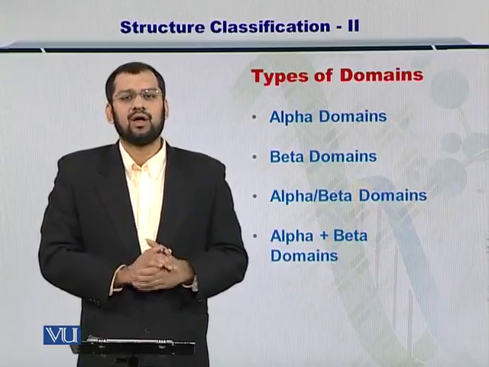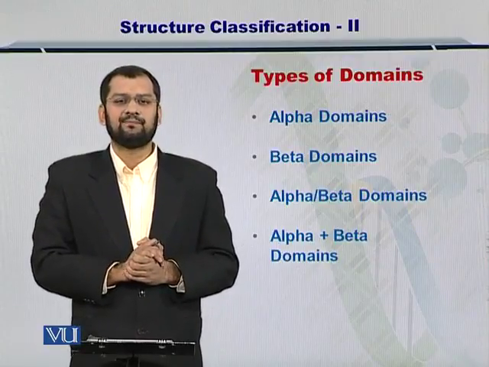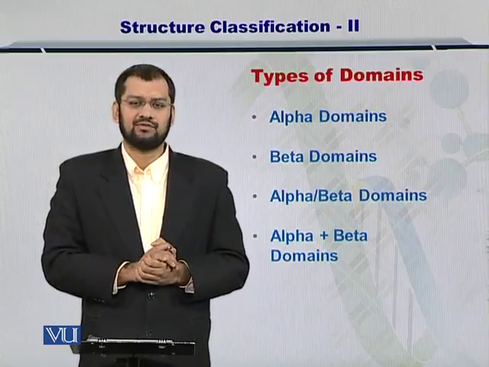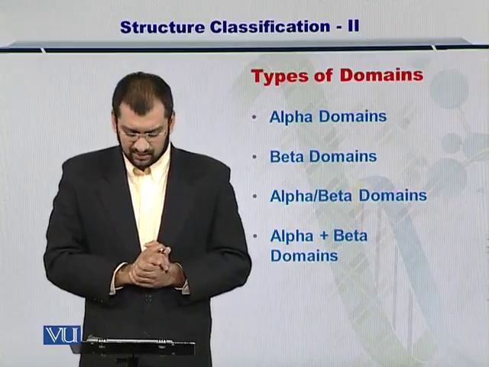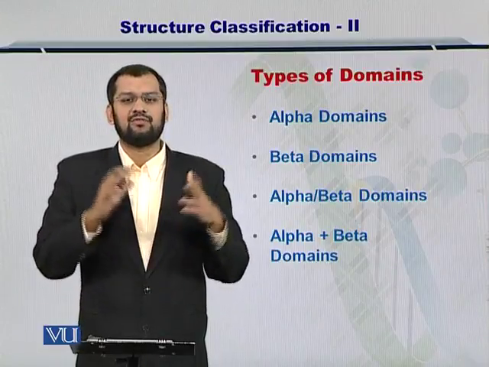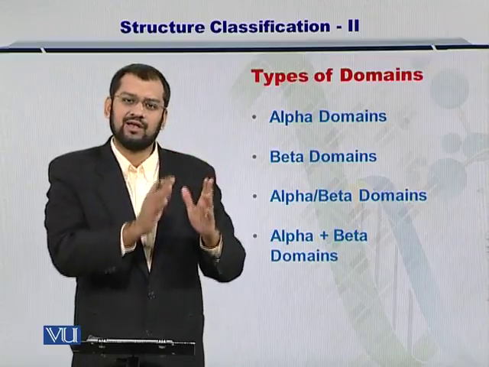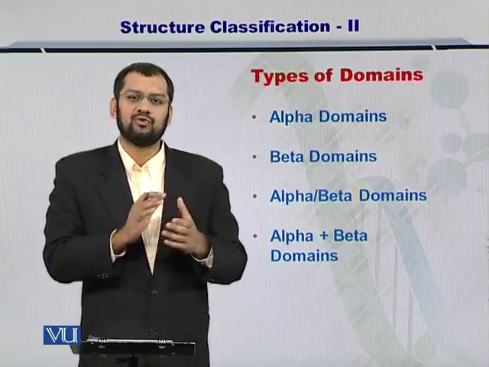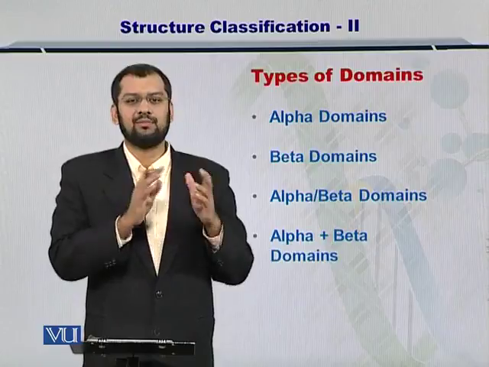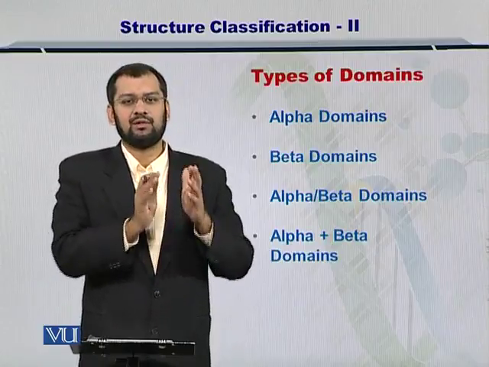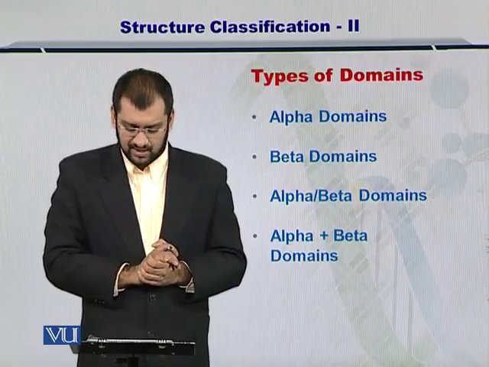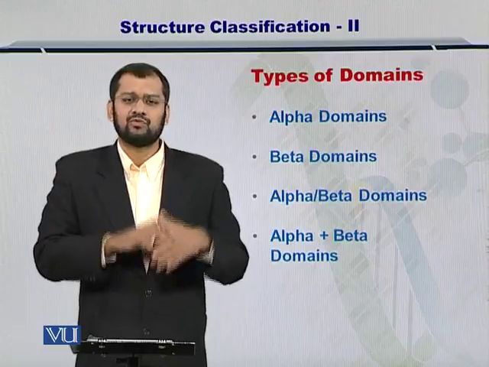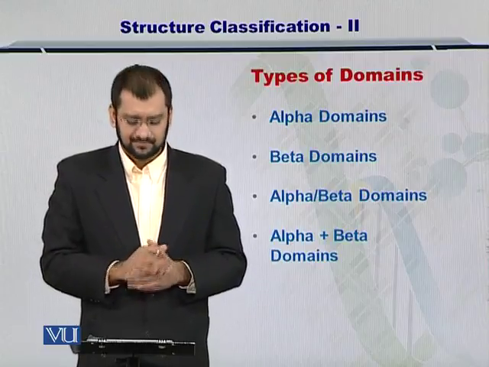Now, if you have identified the domains, then you will find out that there are only a limited number of domains. I have enumerated them here. For instance, there are alpha domains that consist mostly of alpha helices, and they are performing specific functions. If you look at the beta domains, then they are constituted by beta sheets, and they are performing a specific function as well. And then there are alpha over beta or alpha plus beta domains. We will look at each one of them in detail later.